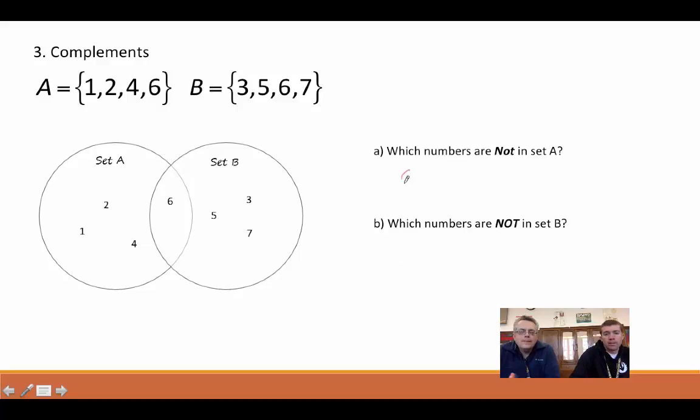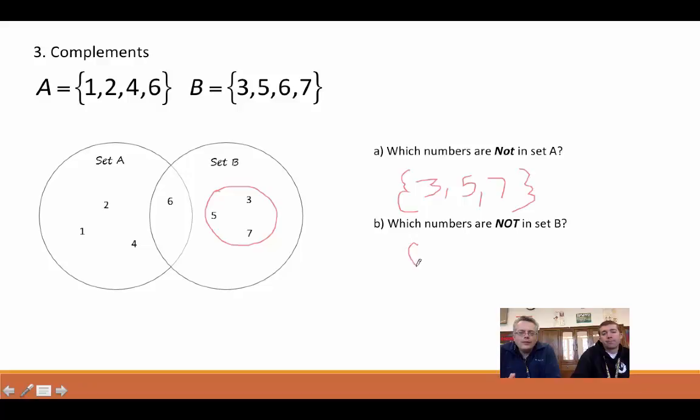Well, in this set, it would be almost everything that's in set B except for the 6. So it'd be these 3 guys right here. Okay, because 6 is actually still part of set A. So it'd be 3, 5, and 7, everything that's not in A. Good.